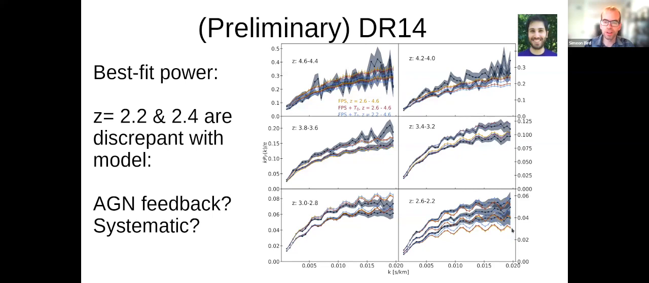And the reason they're driving the discrepancy is because they are inherently inconsistent with our best fit model. So even the best fit model using all the data is still not in great agreement with this low redshift data. The chi-squared is too high. So why might this be? There are two possibilities.